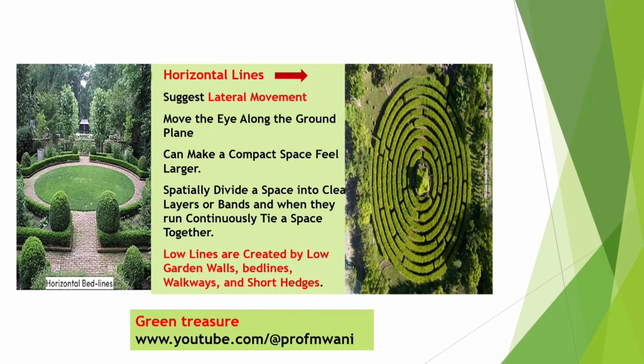Then there are the horizontal lines. Horizontal lines suggest a lateral movement. They move the eye along the ground plane. Suppose this is a horizontal line, you move along with this. Suppose this is a horizontal line, you move along this. It can make a compact space feel larger.